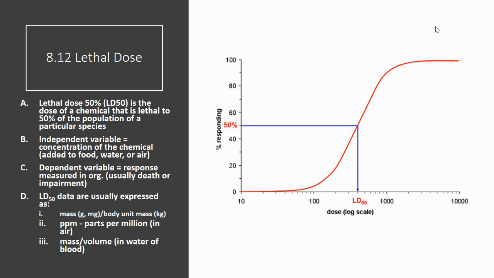Now, LD50 data is oftentimes expressed as mass, in grams or milligrams, per body unit of mass, oftentimes expressed as kilograms. Sometimes we can also see it in parts per million if we're referring to elements or compounds found in the air, or sometimes mass per volume if we're talking about something in water or blood volume.